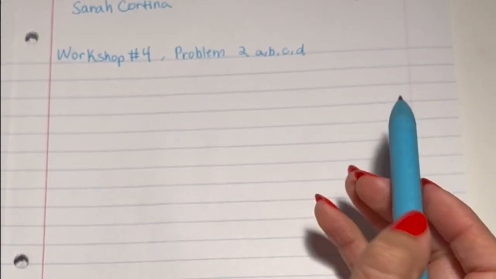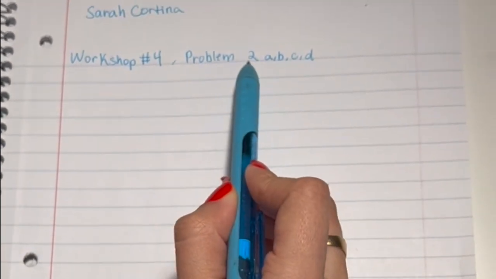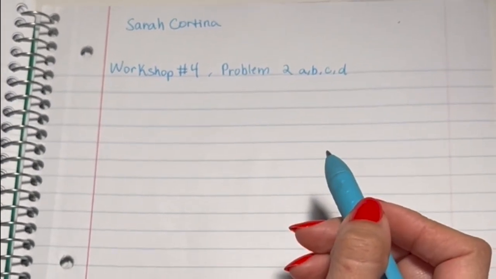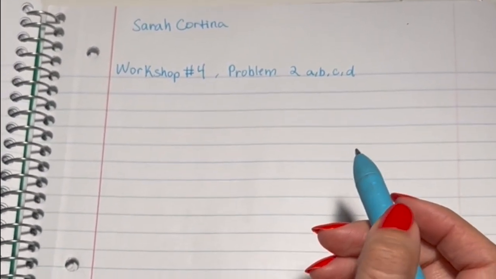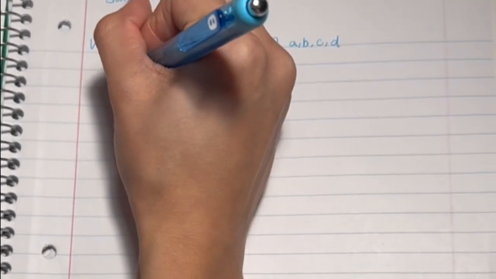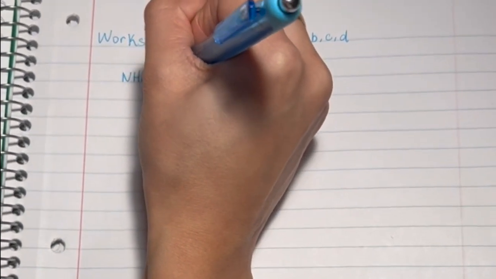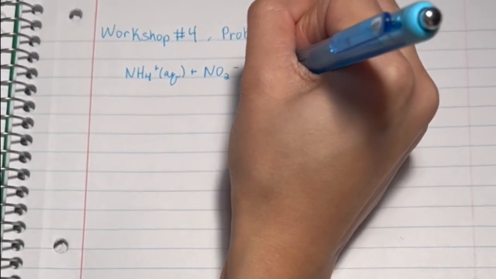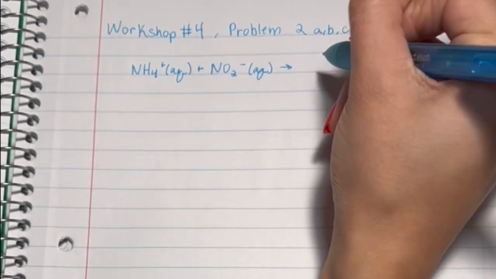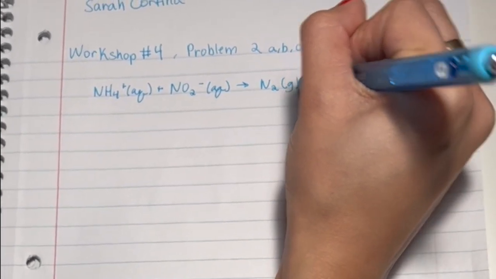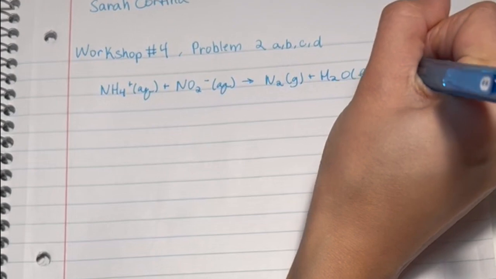Hi, this is Sarah Cortina, and I'm going to be showing you how to do workshop number 4, problem 2A, B, C, and D. Part A asks us to write the equation for the chemical reaction that's described. You start with ammonium ion, so we're going to start with NH4 plus aqueous, and then you have the nitrite ion, which is NO2 minus aqueous, and that reacts to form nitrogen gas and water. So nitrogen gas is N2 gaseous plus H2O liquid.